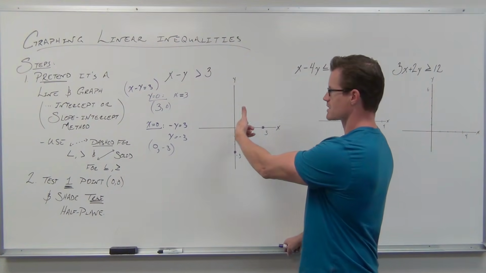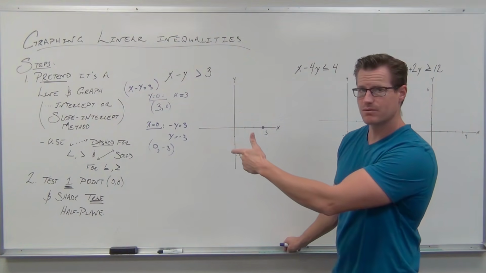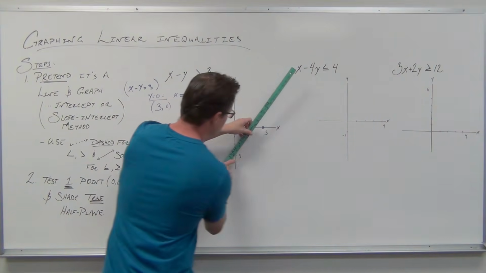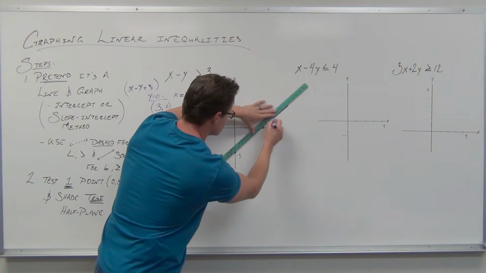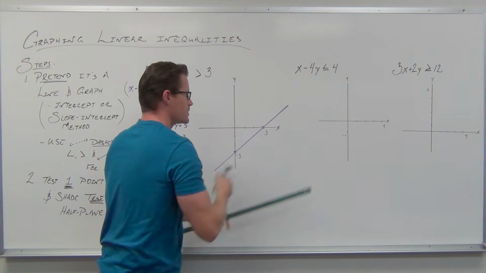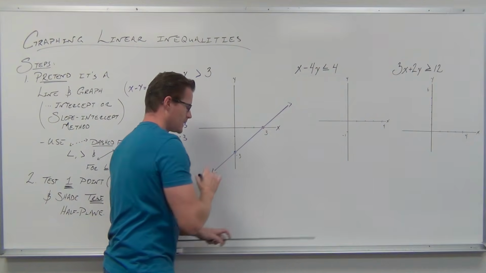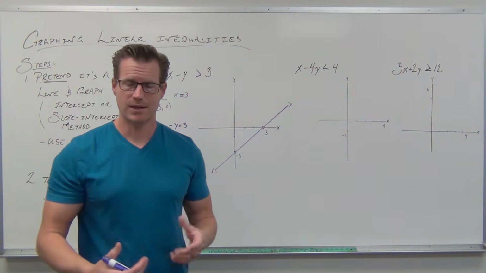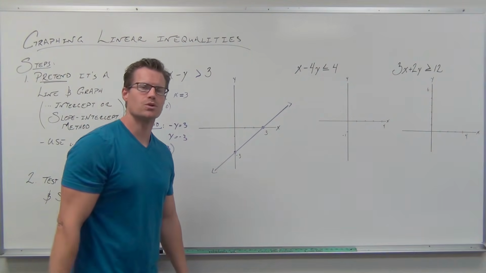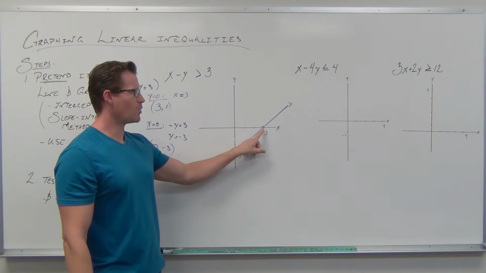So I have my x-intercept (3, 0). I have my y-intercept (0, -3). Looks pretty good. Using a solid line like that would say that the line is included in your solution set. It would say all the points are included. Now I want to show you why that's not true. Try a point like (3, 0).